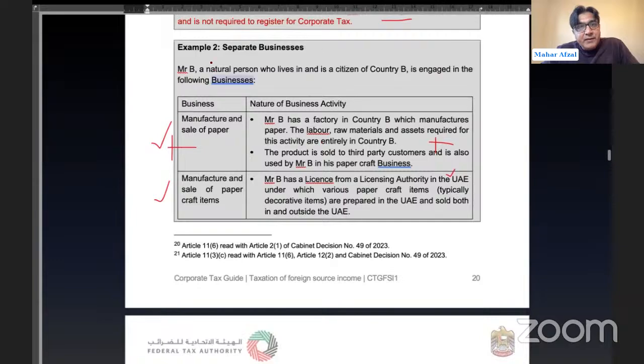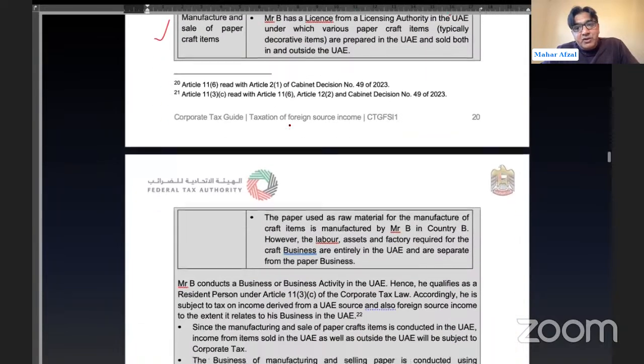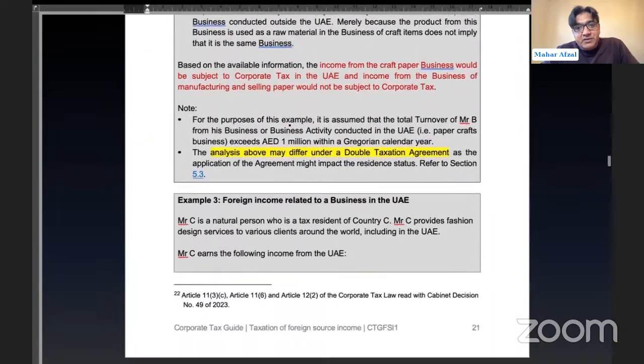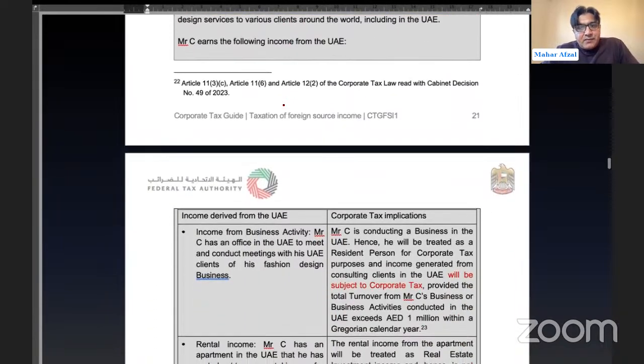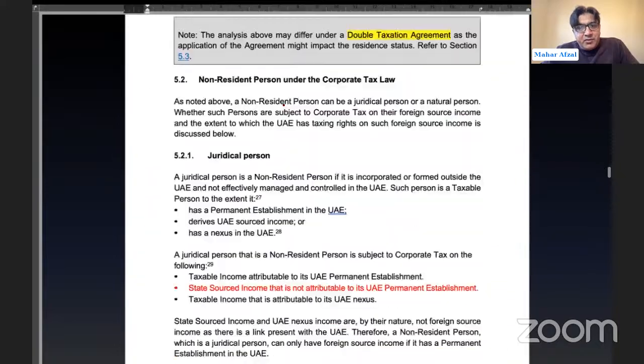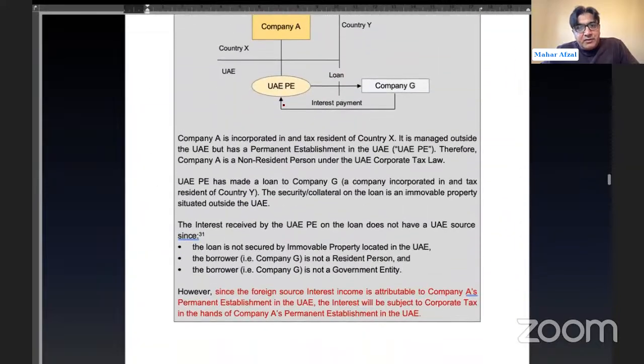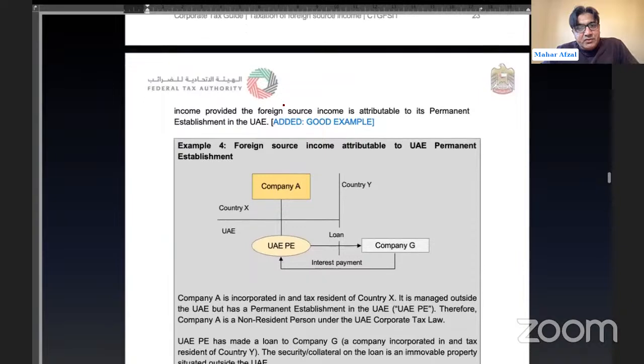Mr. B is a natural person. Again, if the income is more than 1 million, it will be subject to tax. Otherwise, it will not be subject to tax. These are the very basic provisions. You can go through this, guys. Okay, I can discuss this example with you.